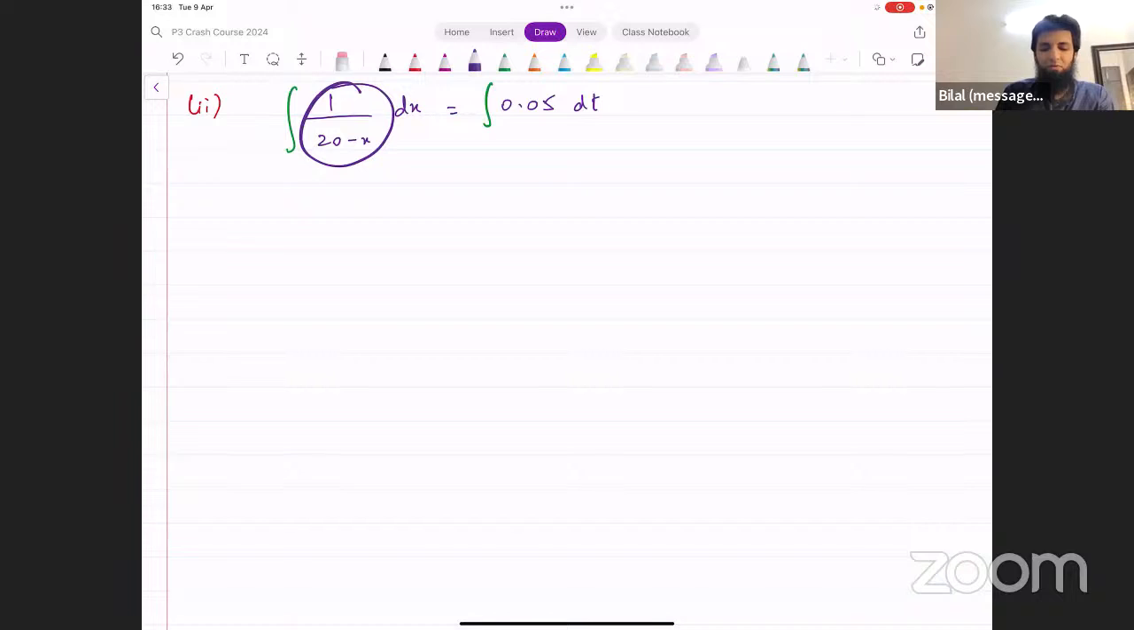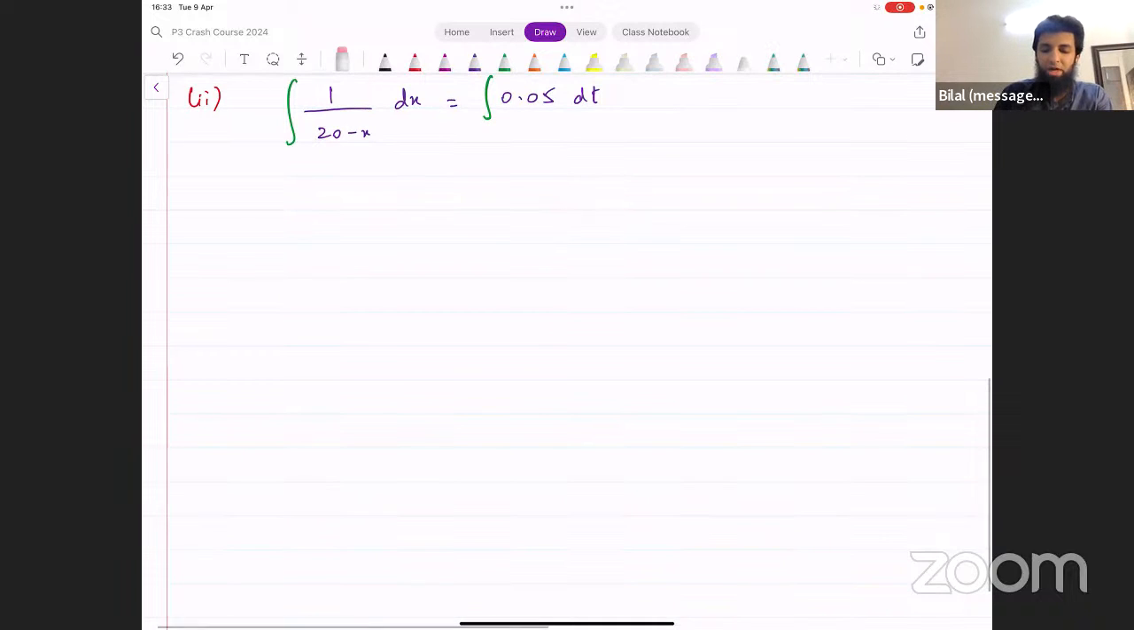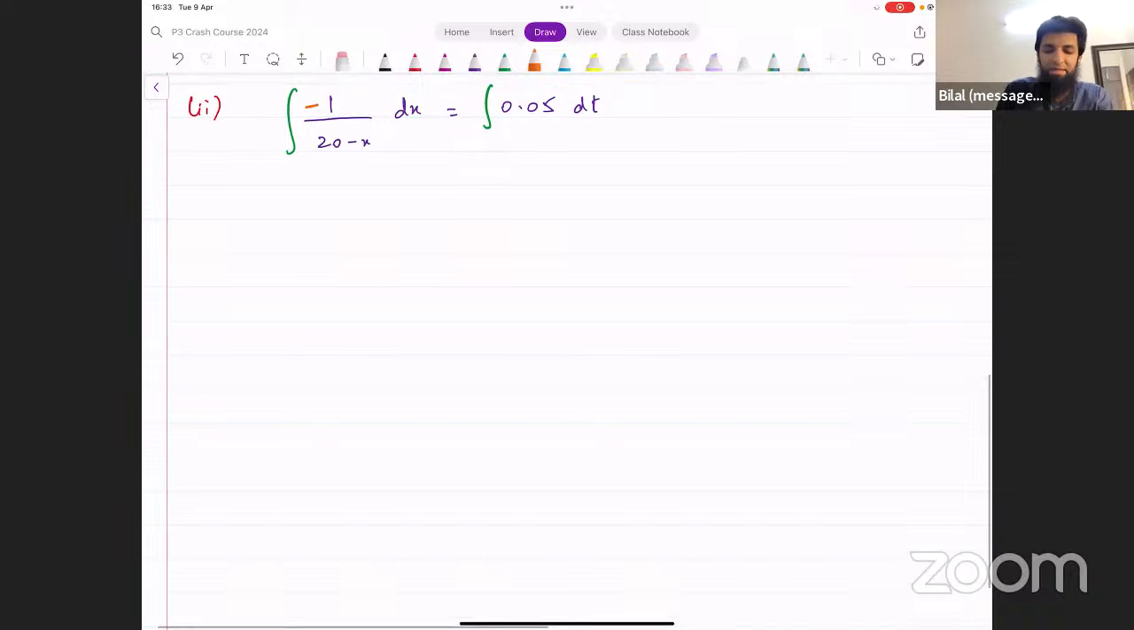What's the integration of 1 over 20 minus x? Which rule can we use here? ln rule. What's the derivative of the denominator? Derivative of 20 minus x is minus 1. We want minus 1 in the numerator. For that, what we can do is we can put a minus sign inside and a minus sign outside. And now it can be integrated to ln of 20 minus x. The negative sign outside will remain as it is.